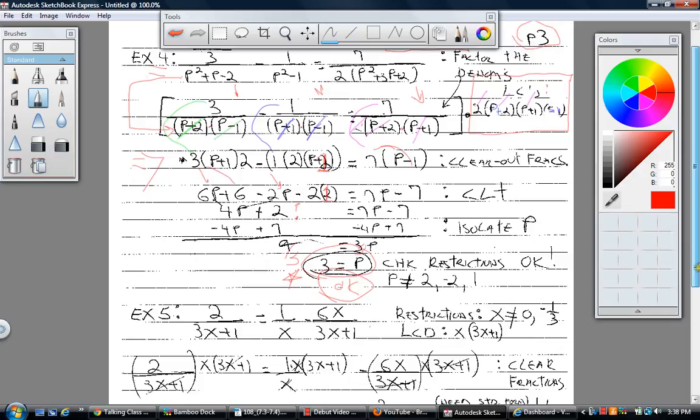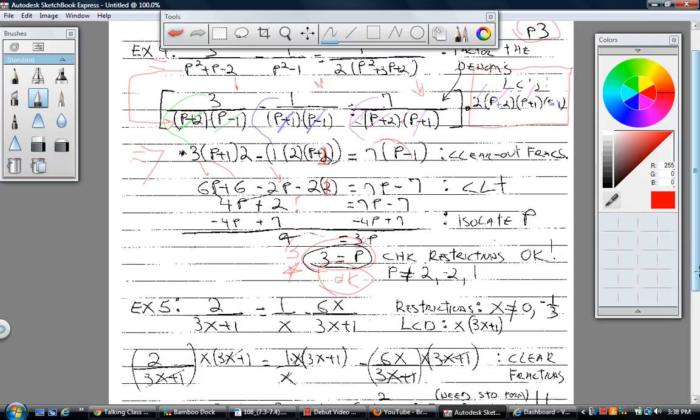Key thing is this technique hasn't changed from what we did before. Determine the LCD. Multiply it across each term, and you will see the denominator factors cancel out every time. Write down what's left standing. Be careful with your details of pluses and minus signs, and then do your algebra solving techniques to get your answer. Okay, let's look at example 5 here.